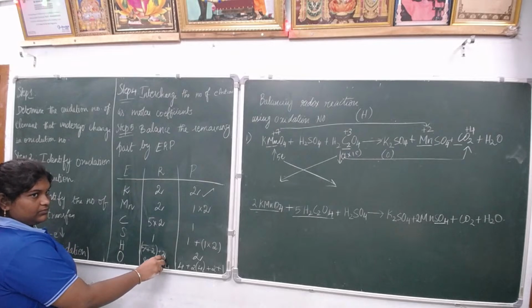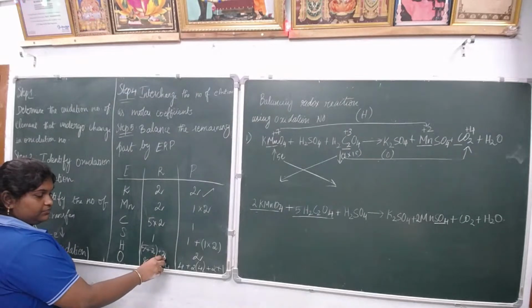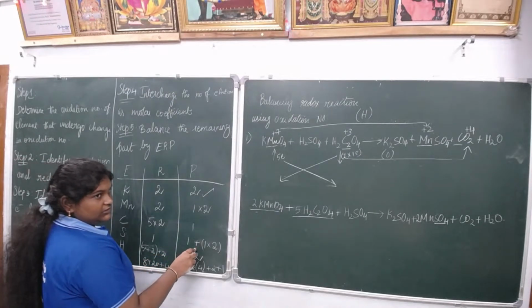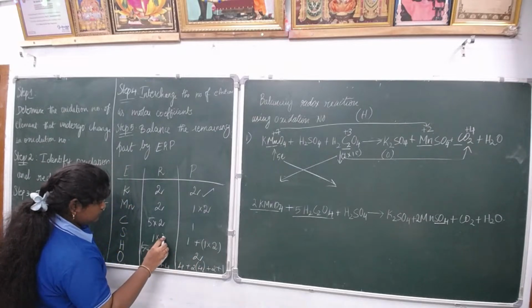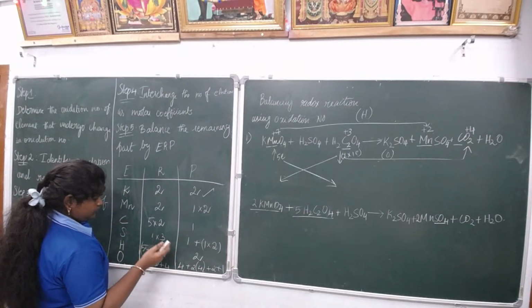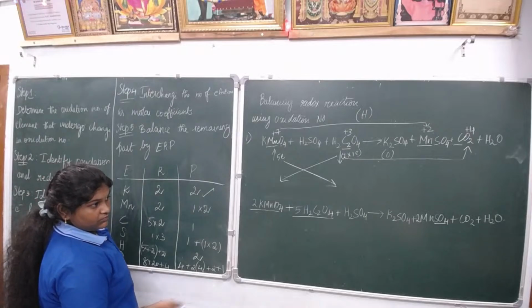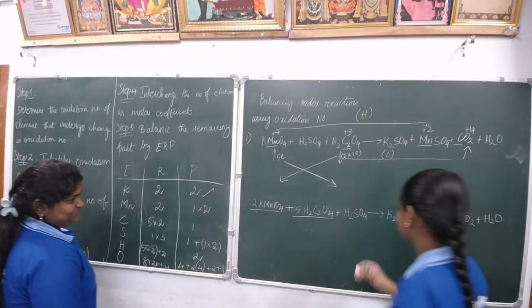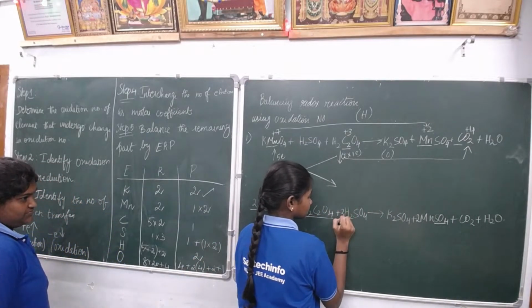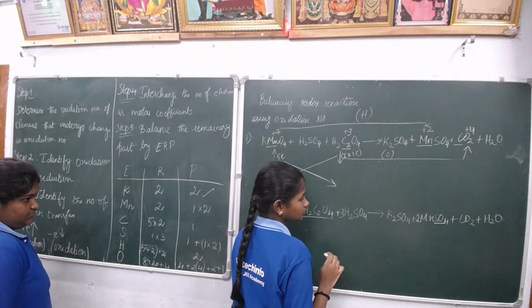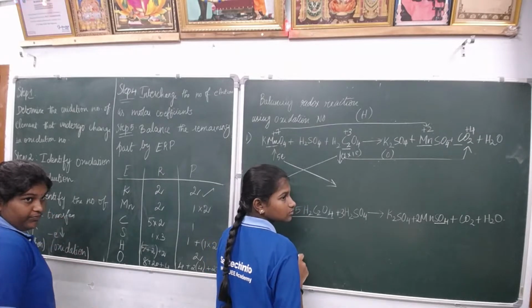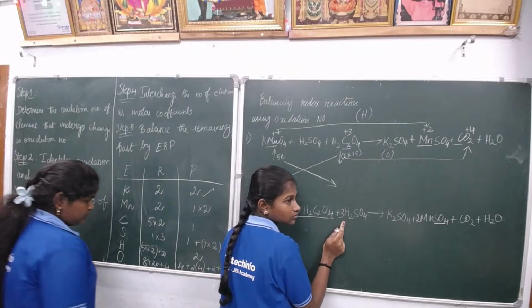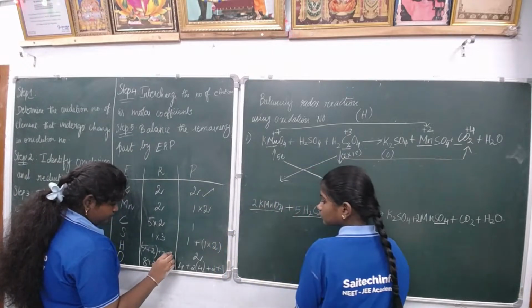So totally 12. And before that we have to work out the sulfate. How many sulfate? 2 plus 1, 3. So you have to multiply this by 3. Sulfur, multiply by 3. Listen here. Sulfur on the reactant side, multiply by 3. Okay. So in that case, you have to multiply the hydrogen also, is it not? Put 3 into 2 on the reactant side.